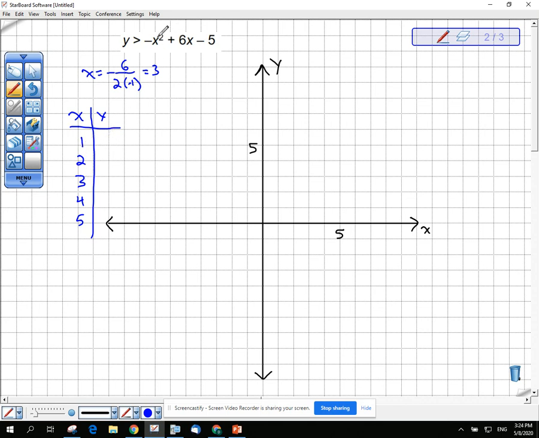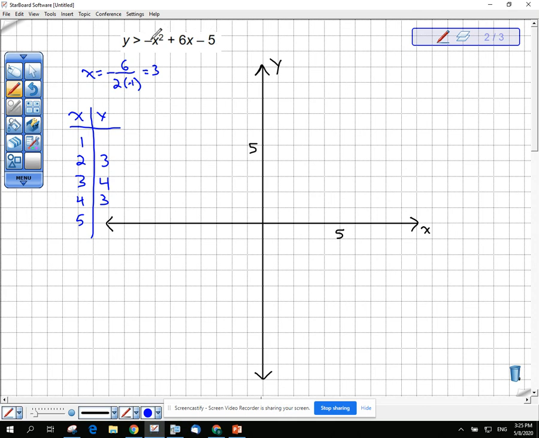So I plug in a 3. 3 squared is 9, this is negative 9, plus 18 would be 9, minus 5 would be 4. Use your calculator if you need to. I'm going to do this kind of fast, but I am going to use mental math. Negative 4 plus 12 is 8, minus 5 would be 3. 4 should also give me 3. Negative 16 plus 24 is 8, minus 5 is 3. Yep.